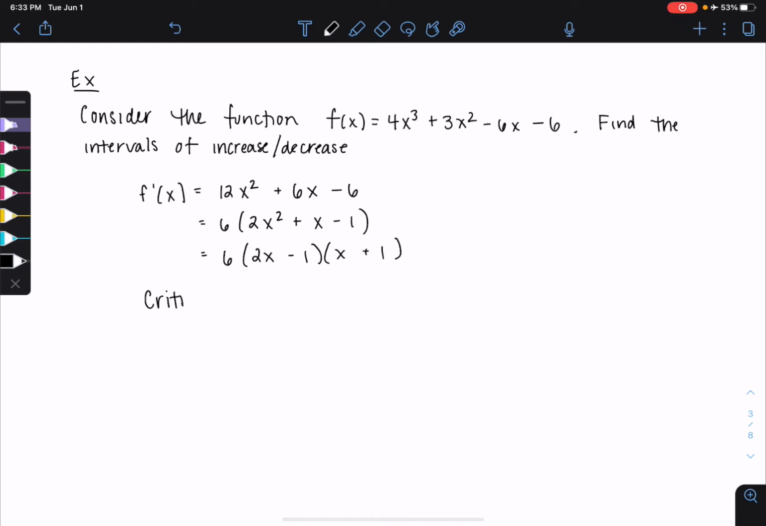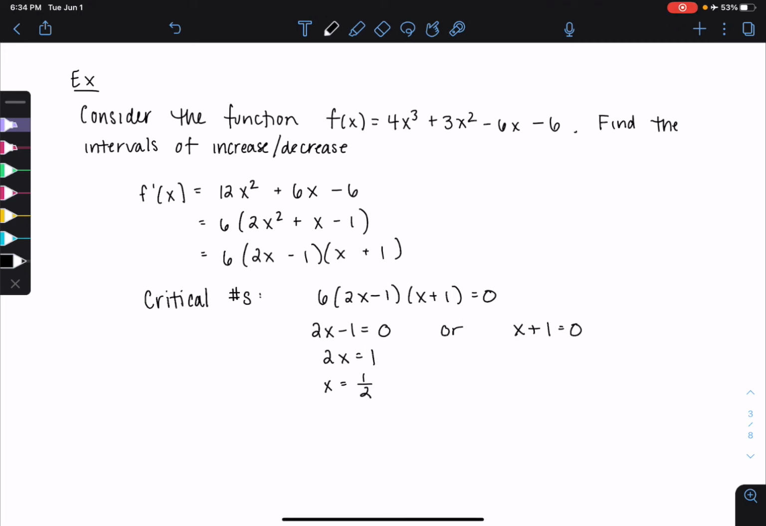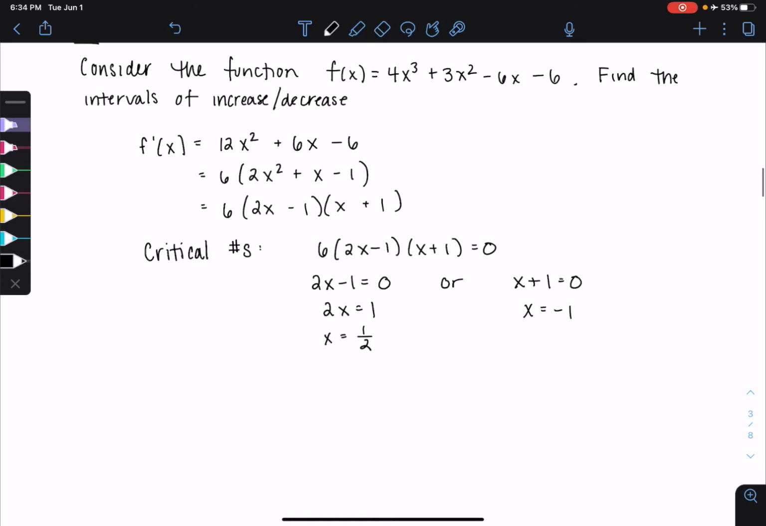So I want to pick out some key points, which are the critical numbers. That would tell me my derivative is equal to 0 or undefined, which doesn't happen here. So either 2x minus 1 equals 0 or x plus 1 equals 0. So this tells us 2x equals 1, so one important number for us is 1/2. Another important number for us is -1, okay? So these are where my derivative is exactly equal to 0. Those are going to be the numbers I use on my number line.